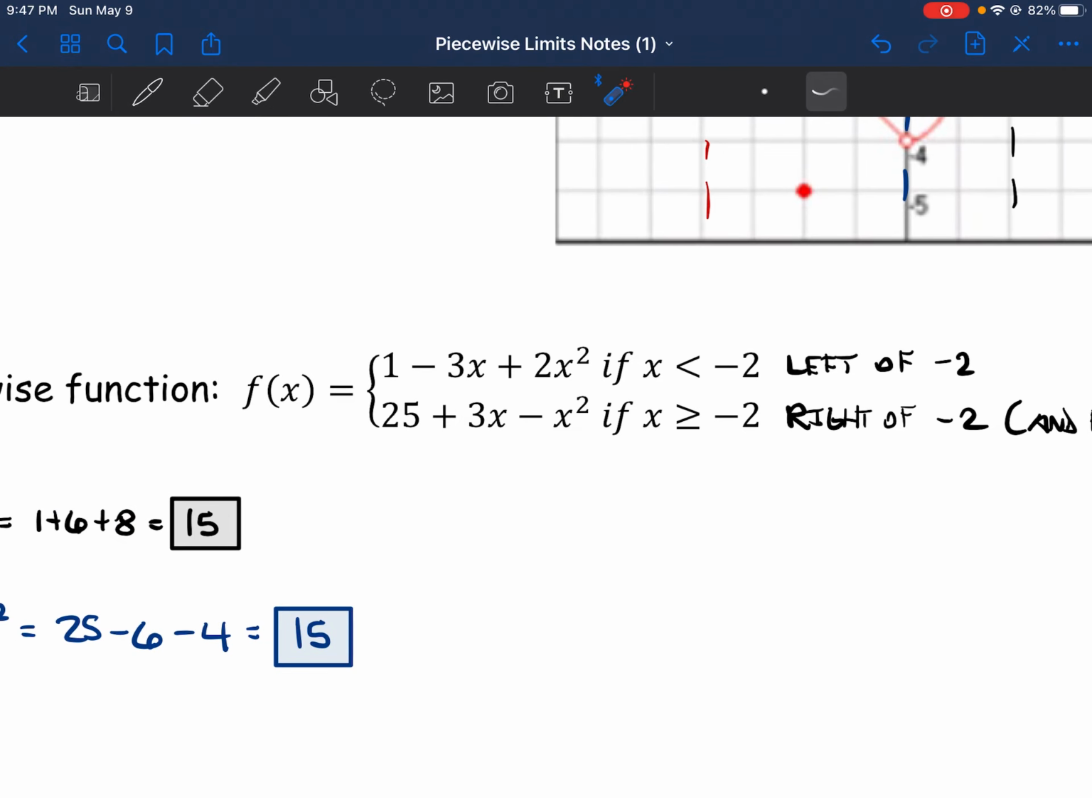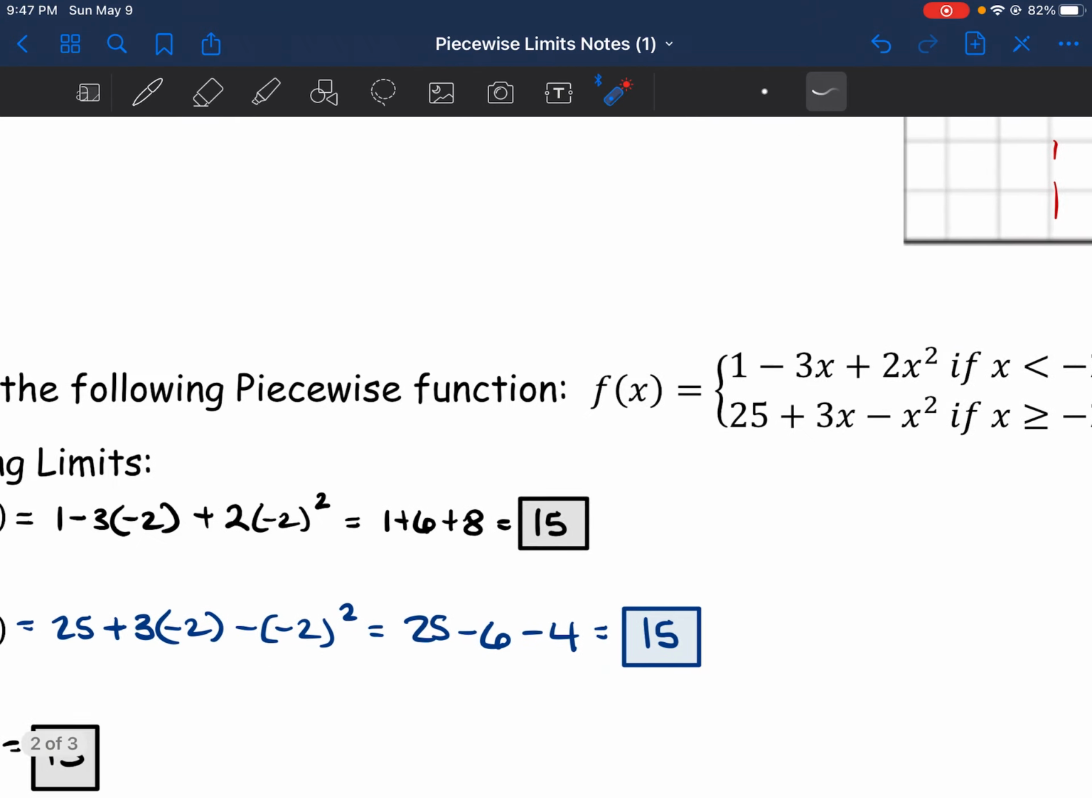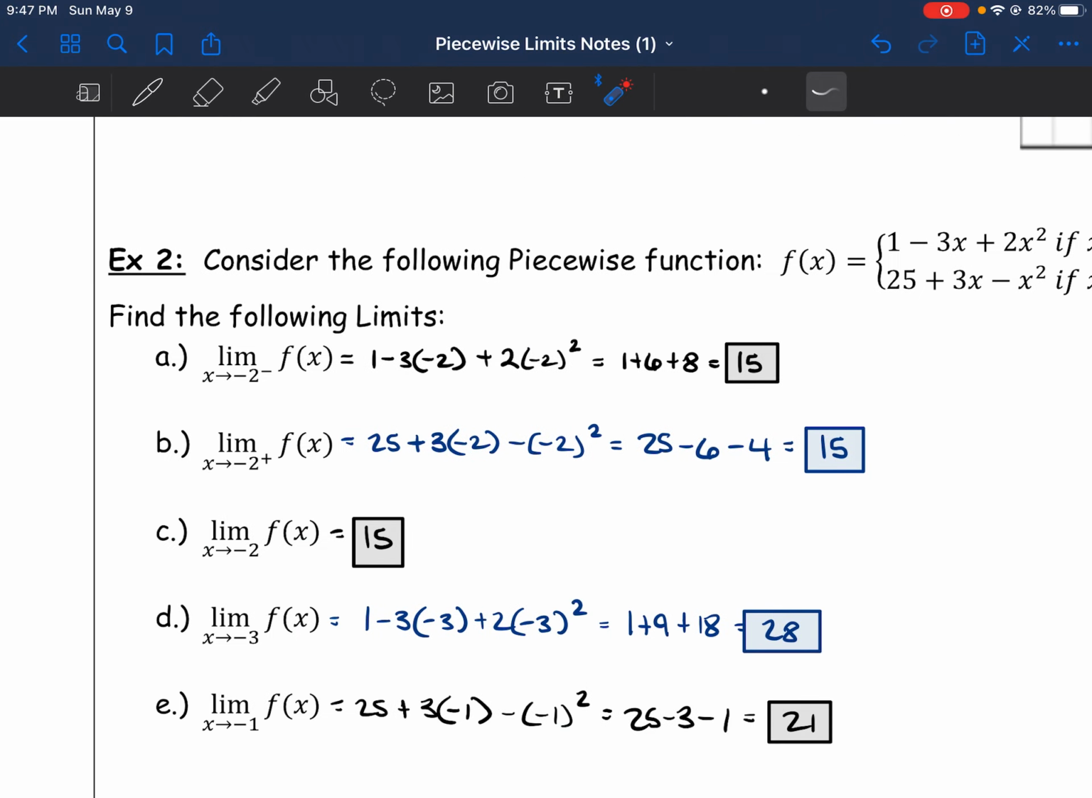Okay? And then finally, if we're trying to find the limit with piecewise defined functions, we just need to identify what is the left side of a certain value, the right side of a certain value. And when you're trying to take limits, you just want to keep in mind, am I to the left of that x value, or am I to the right of that x value? And then you can go ahead and plug into the appropriate part of the piecewise function to get your values.